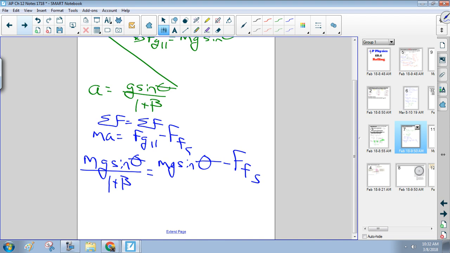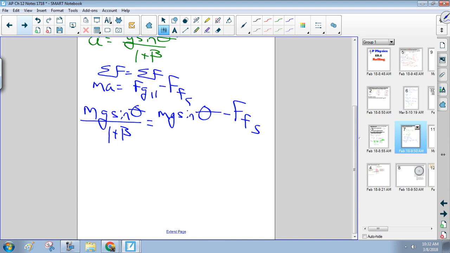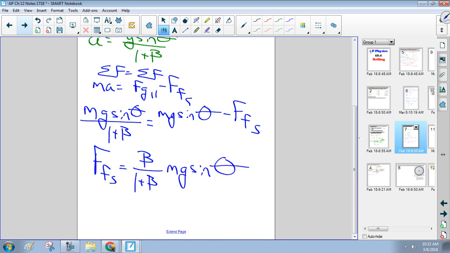All right. So do you guys see that mg sine theta is bigger than mg sine theta over 1 plus beta? And the difference between those represents the force of static friction? Everybody okay with that? I'm going to skip a couple algebra steps and give you the simplified answer, if that's okay. If you simplify this, you get that the force of static friction is beta over 1 plus beta times mg sine theta. But the point is, it's an amount of friction that we can calculate.